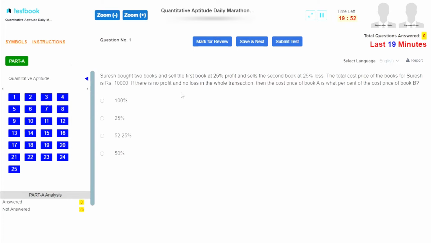Suresh bought 2 books and sold the first book at 25% profit and the second book at 25% loss. The total cost price of the books for Suresh is Rs 10,000. If there is no profit and no loss in the whole transaction, then the cost price of A is what percent of the cost price of book B? Since there is no profit, no loss, the 25% profit and loss are the same. So the CP will be the same. Then it will be 100%.